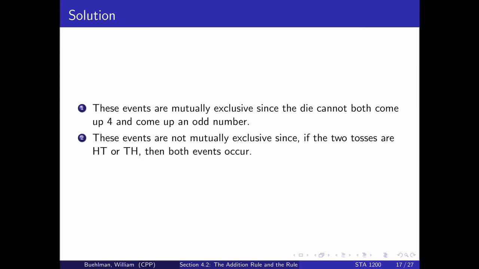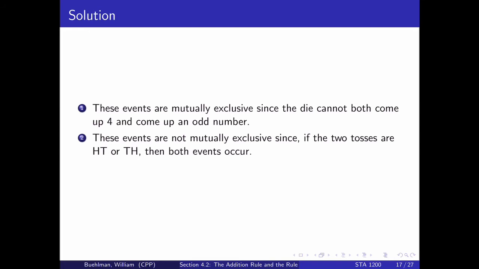So here's the solution. If we think about rolling a die, if we roll it one time, is it possible to come up 4 and an odd number? Well, 4 is an even number, so it can't be both 4 and odd if we only roll the die one time, because if it comes up 4, it's not odd, and if it comes up odd, it can't be 4. So those are mutually exclusive events.